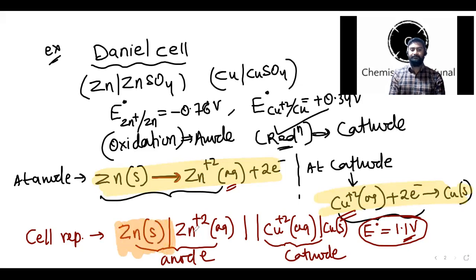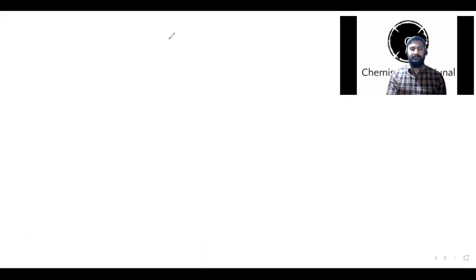First the metal, then its ion, and then the copper 2 plus ion, and then copper. That's how we write it. So this is how cell representation of any cell is carried out. Right? So this is how we can do it. So let me give one question so that you can also practice it.